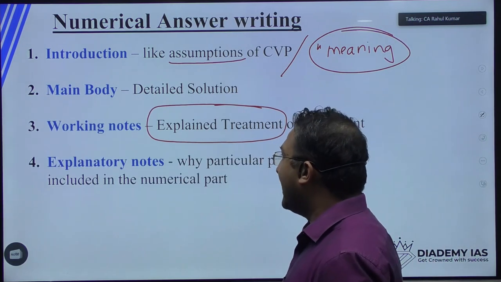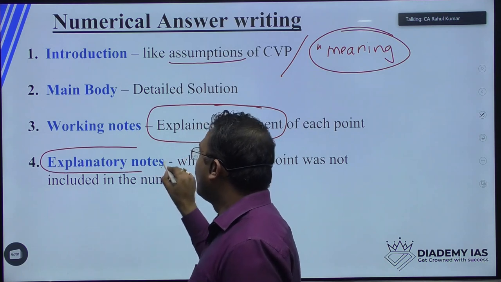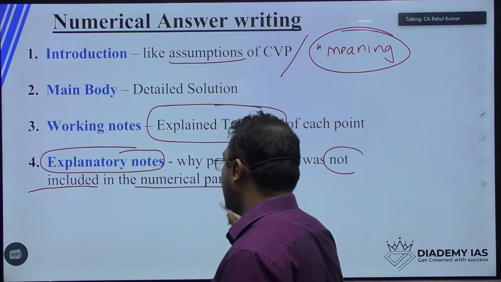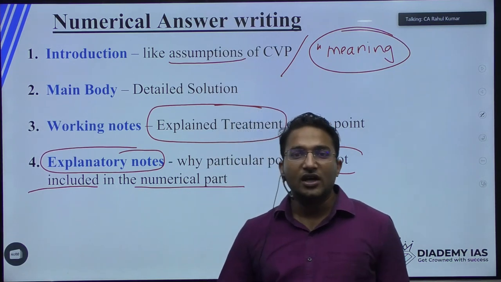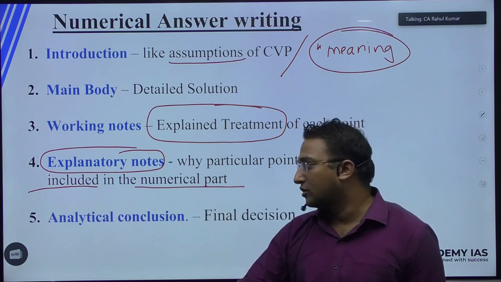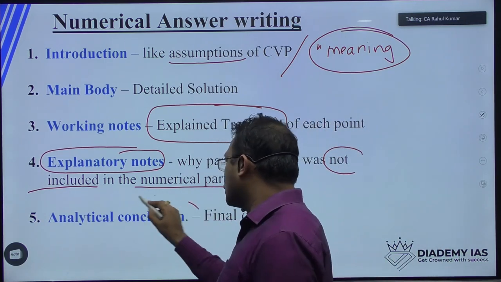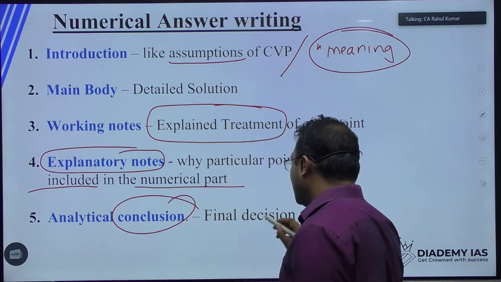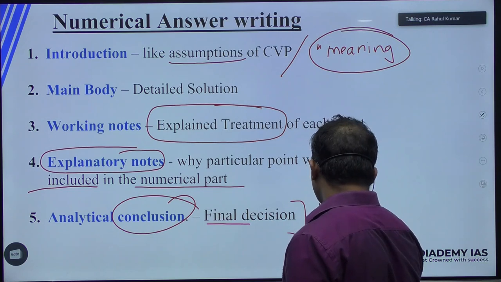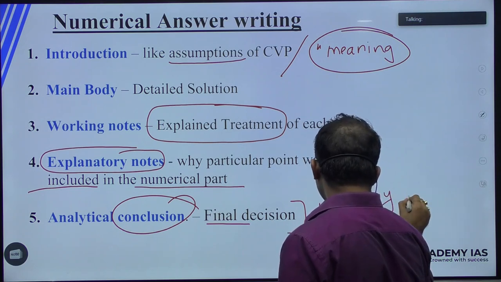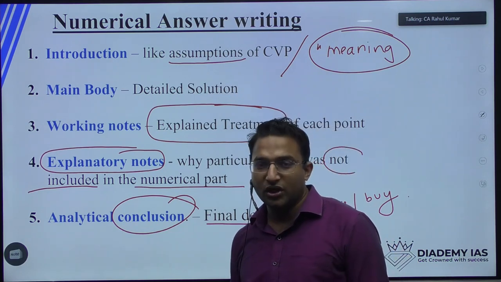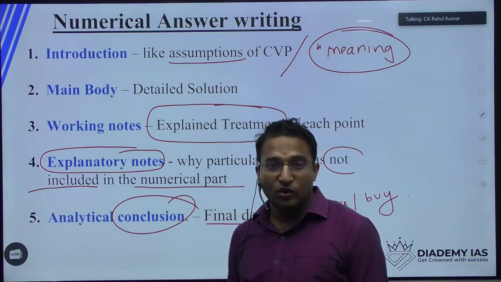Then you should also give the explanatory note, especially for those points which are not included in the numerical part. Then you should give the analytical conclusion. In the analytical conclusion, you will give the final decision, that should we make it or should we buy it? You should give the decision based upon the facts, based upon the comparison. You should give the evidence behind your decision also, right?